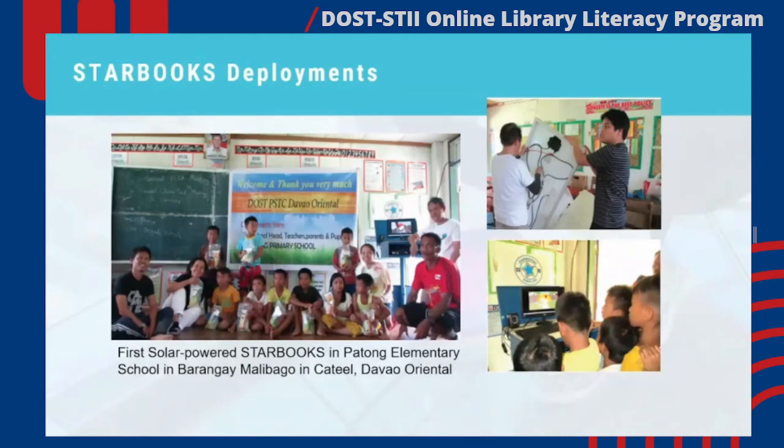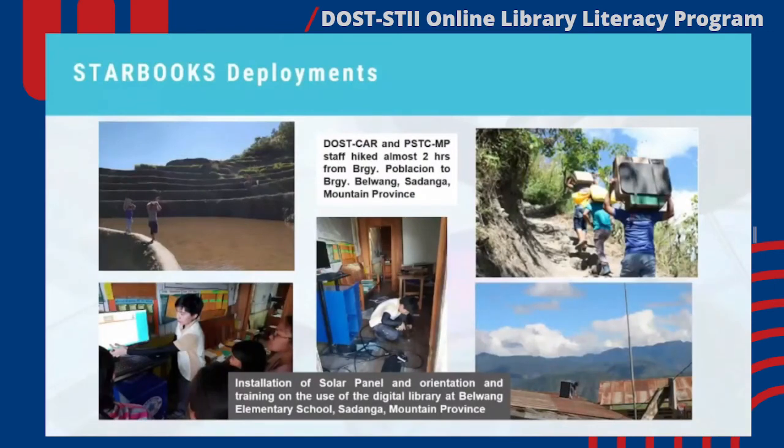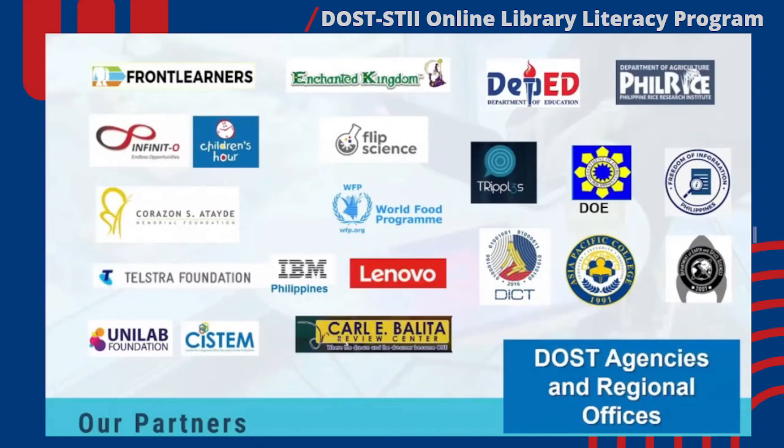meron tayong isang area in Katiil, Davao Oriental. So our regional office developed a solar powered Starbooks, so para marating natin yung Barangay Malibago or Patong Elementary School. Totally remote, no internet, no electricity, pero still they can use our contents. Sabi ko nga kanina, we also have tawid bundok, karamihan in remote areas.